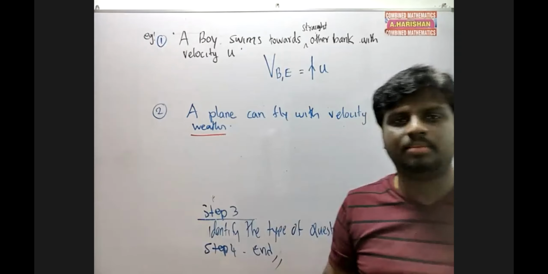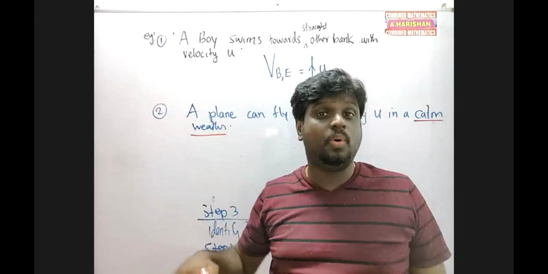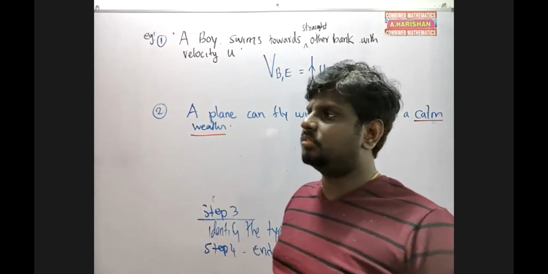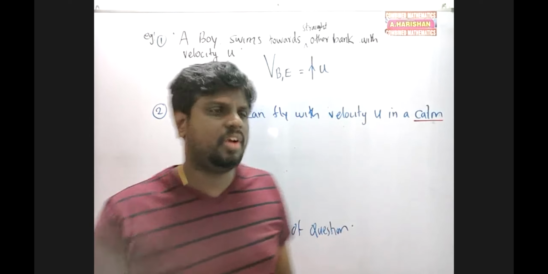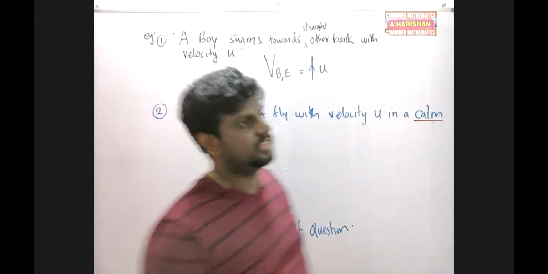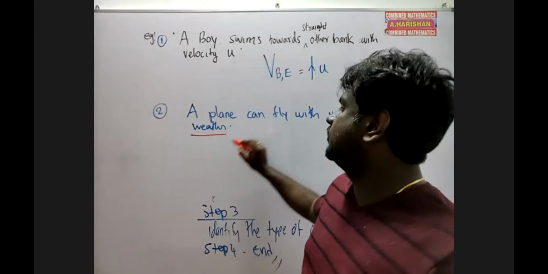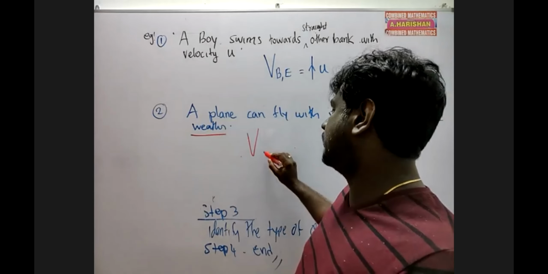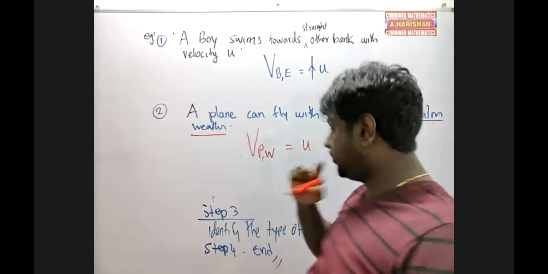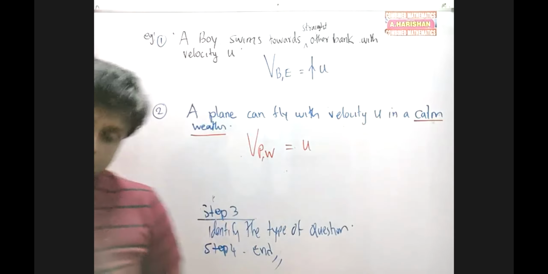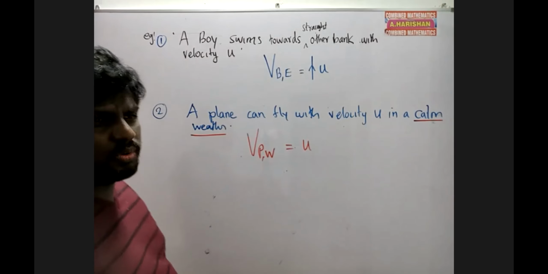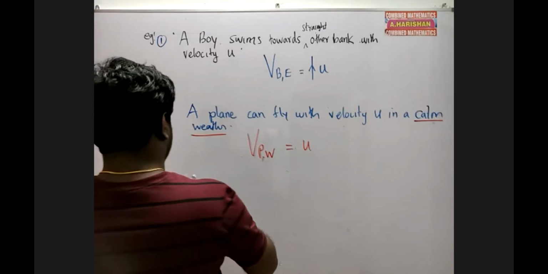What do you mean by calm weather? The wind is stopped. That's why they say calm weather. They may say sometimes the wind is not blowing, a calm day, no resistance, nothing. In reality it's not that. So in that case, we go with the wind, W. According to the wind, the plane's velocity is not related to earth but related to wind. Sometimes they say calm weather or still air.